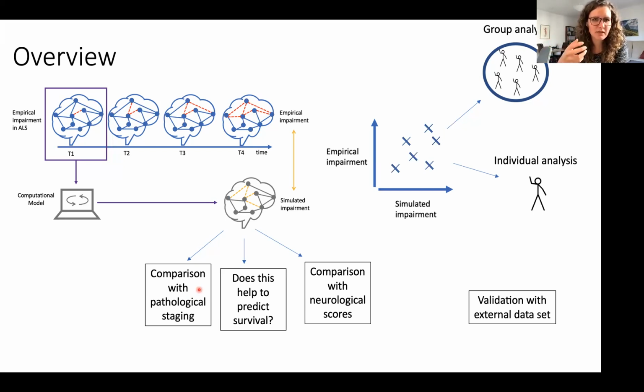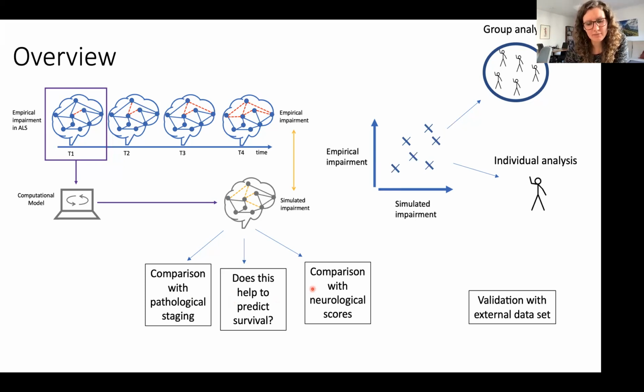We need to show that what our random walker predicts, those aggregation levels, are actually in line with the aggregation levels I find post-mortem. This is often very important. And then we need to see if we can predict actual survival, if we can say, based on the random walker, how long a patient will survive.